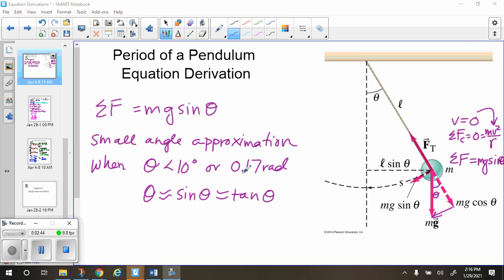So if you do this on the calculator, if you put your calculator into radians and you do the sine of 0.17, you will see that you get a number that's within 1% of 0.17, or tangent as well. This actually works for a little bit bigger angles than 10, so you can go up to 20. 20 gives you within 2% still, and that still works out pretty well. So some people use this for 10 degrees, some people use it for 20. It doesn't really matter here. We can definitely go up to 20.